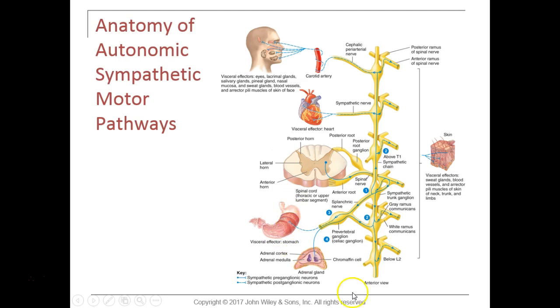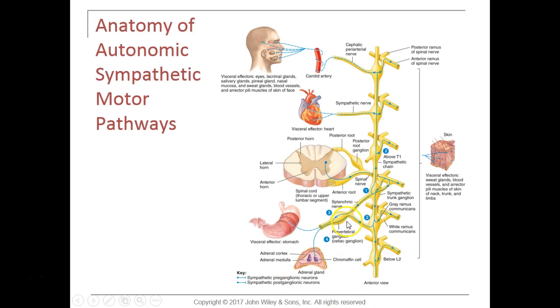Then the last option that we have is for the preganglionic neuron that does not synapse with a postganglionic neuron. We have a preganglionic neuron that goes straight to the adrenal medulla. Here's the adrenal gland. These lie on top of our kidneys. The very middle of the adrenal gland is what produces adrenaline or epinephrine and noradrenaline or norepinephrine. And the cells that do that are called chromaffin cells.